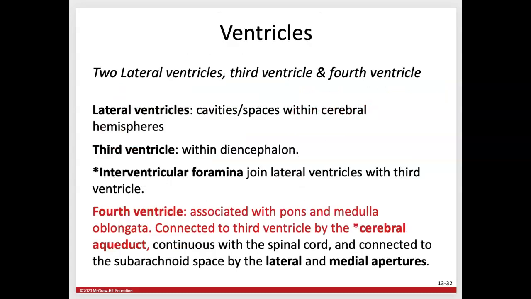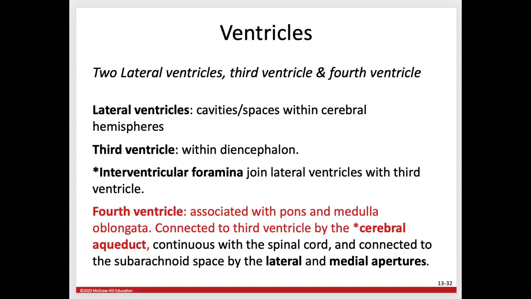Ventricles are spaces, or cavities, within the brain. We have 2 lateral ventricles, a 3rd ventricle, and a 4th ventricle. The first 2 lateral ventricles are not called the 1st and 2nd. They are just referred to as lateral ventricles. And then the 3rd and 4th are referred to as 3rd and 4th. So again, they're spaces or cavities within the cerebral hemispheres. The lateral ventricles are. The 3rd ventricle is found within the diencephalon.